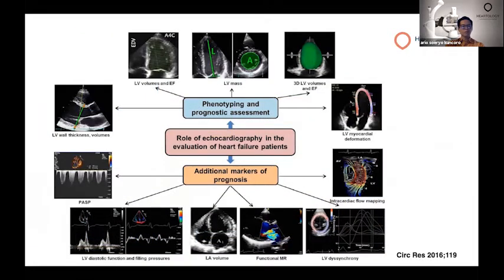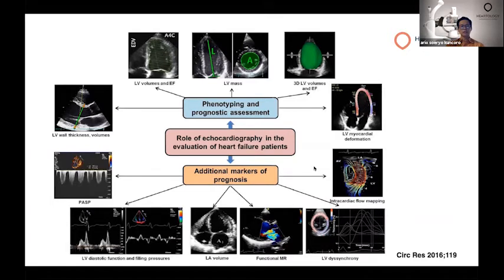So this is the last part of my presentation. We can see that the role of echo in the evaluation of heart failure patients is for defining whether the patient is in the class of heart failure with reduced ejection fraction, heart failure with preserved ejection fraction, or in between. No matter what modalities we use from the echo, we can see the structure, we might be able to define the etiology, and we can also measure other parameters as prognostic factors for these particular patients.